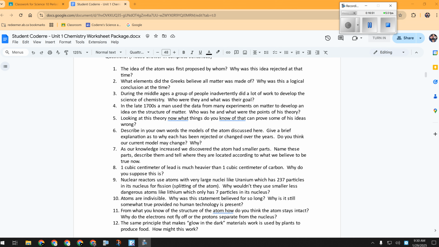Fire, water, air, and earth. Right, fire, water, air, and earth. Okay, those are the 4 elements. Why was that a logical conclusion again? It was something tangible. It was something that made sense to them. They could explain the behavior and makeup of things that they encountered in their daily life.